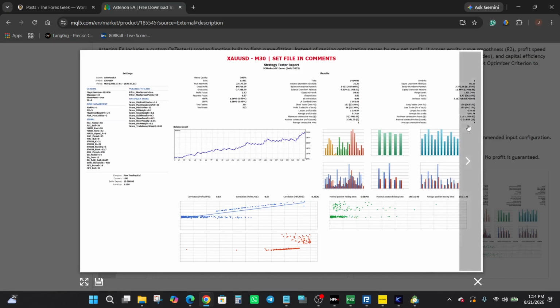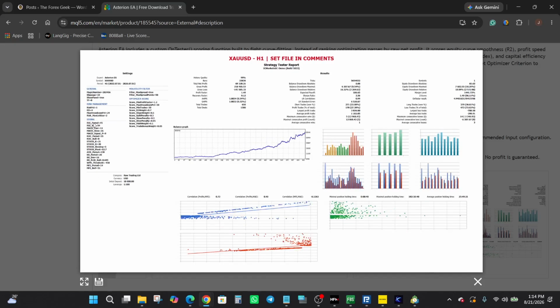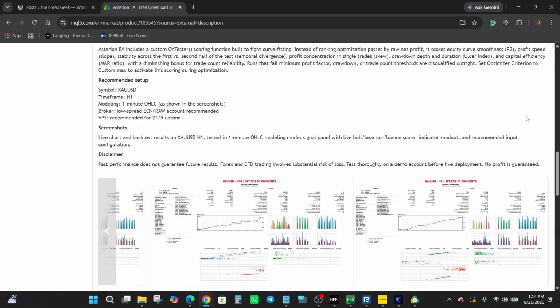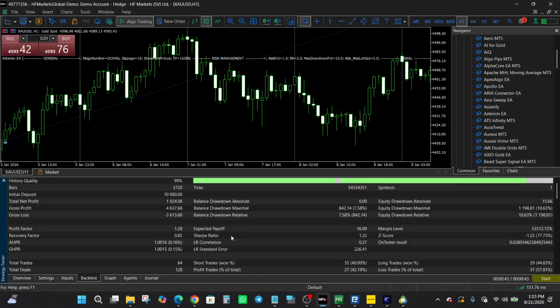All right, this looks like a set file in the test across different time frames. This is for H2, this is for M30, this is for H1. All right, so let's head over to our strategy tester now. Let me see how the Asterion EA performed over the past 8 months. So I'm testing the Asterion EA on XAUUSD on H1 time frame over the past roughly 8 months, and I'm using the every tick modeling for a high level of accuracy.